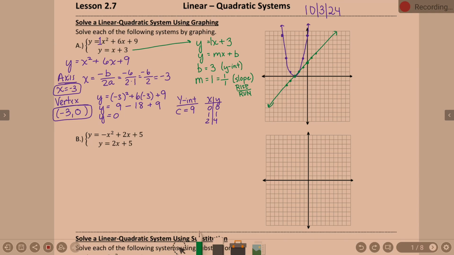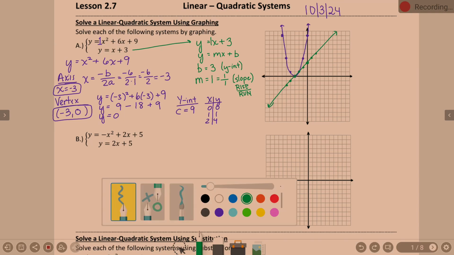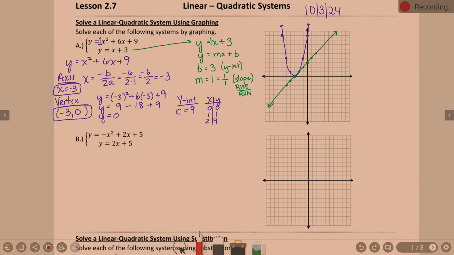Okay, so it was solve each of the following systems by graphing. What am I looking for in terms of answers? Is it going to be like two sets of points? Yeah, 2 sets of points, 2 ordered pairs. What are those 2 points? The bottom one's like -3, 0. The other one's -2, 1.